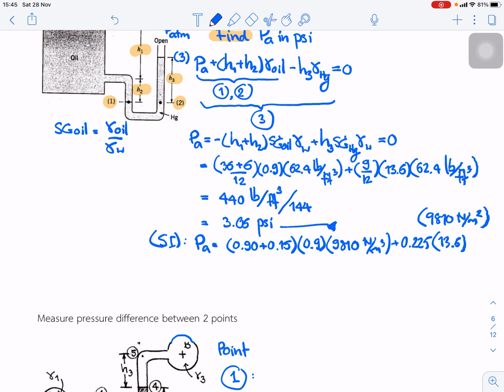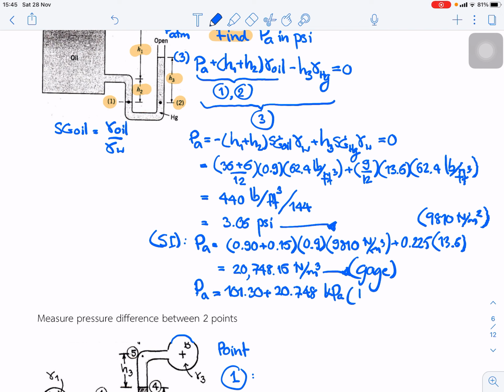Okay, so we got about 20,780.48 Newton per square meter. That is the gauge pressure. If you want the absolute pressure, we just add the atmospheric pressure. That is the absolute pressure.